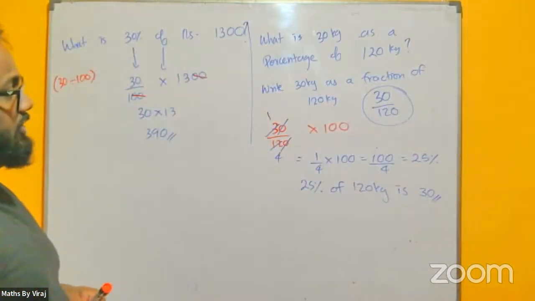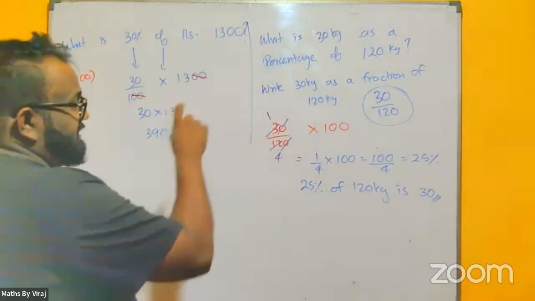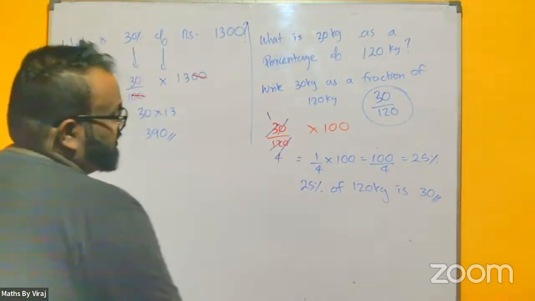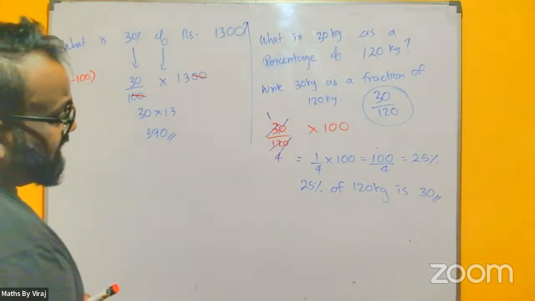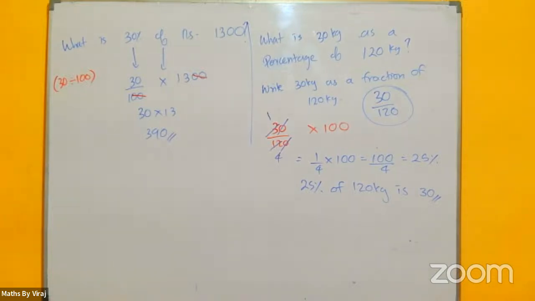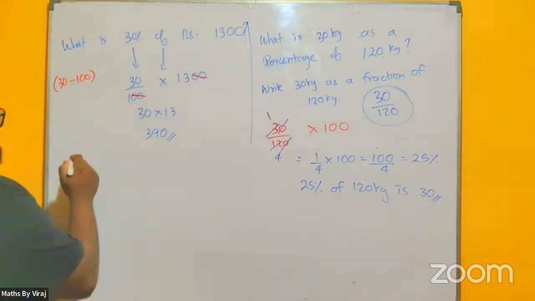30 over 120. Then we multiply to convert this fraction into a percentage. We multiply by 100. 1 upon 4 into 100, that is 25%. What is 25% of 120 kilograms? 30. Right. Take this down, children.